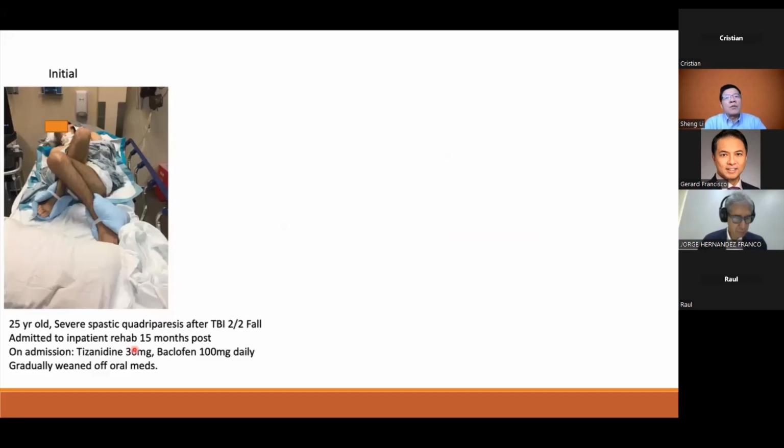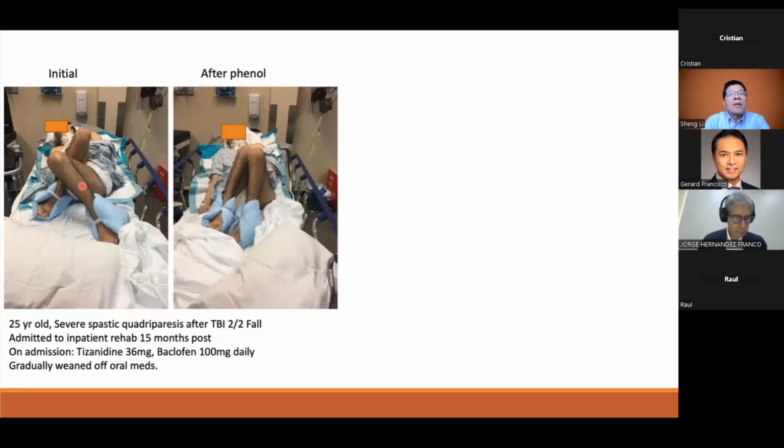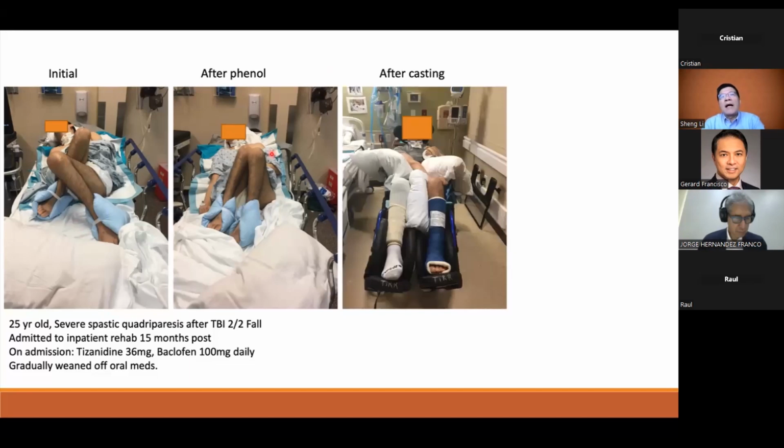Here is one example. This is a 25-year-old TBI patient who was admitted to tier 15 months after the accident. Even on a mega dose of medication, like 30 milligrams of tizanidine and 100 milligrams of baclofen, he still had very severe spasticity and abnormal posture. On the next day after admission, I performed the phenol injection to the lower extremity for hygiene and positioning purposes. We can see his legs were much better positioned and rested. After casting, the patient can be comfortably positioned in the wheelchair.